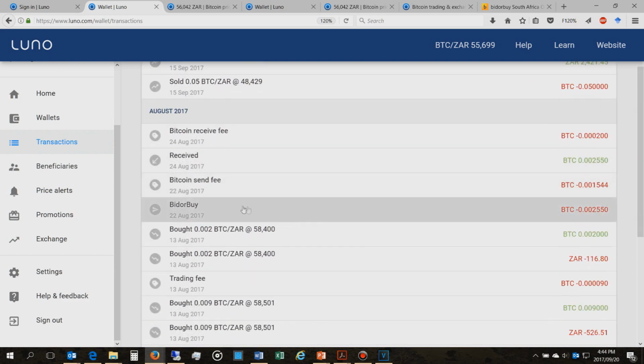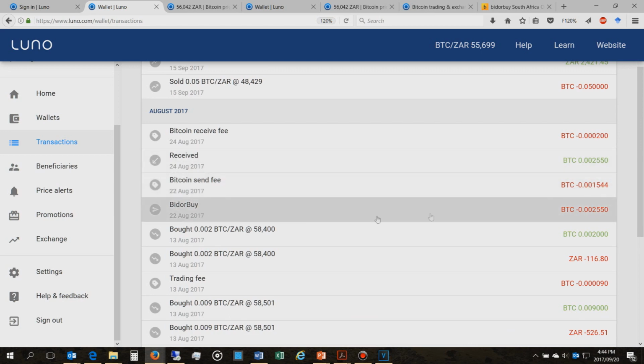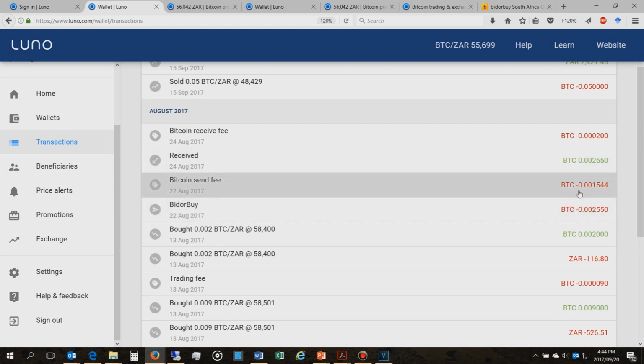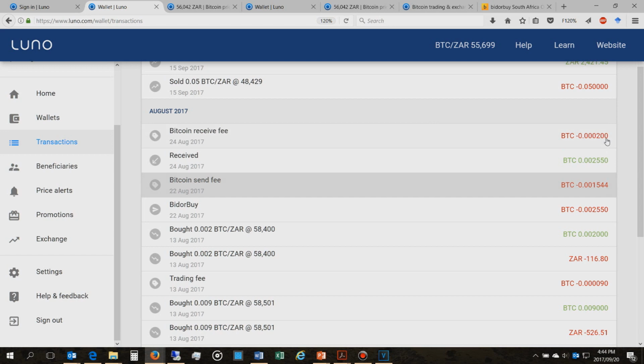I can actually just show it to you. Here is a buy send fee, which was quite high. And I also had a receive fee. So you can see just for paying with Luno, the fee was pretty high. So just be aware of the fees.